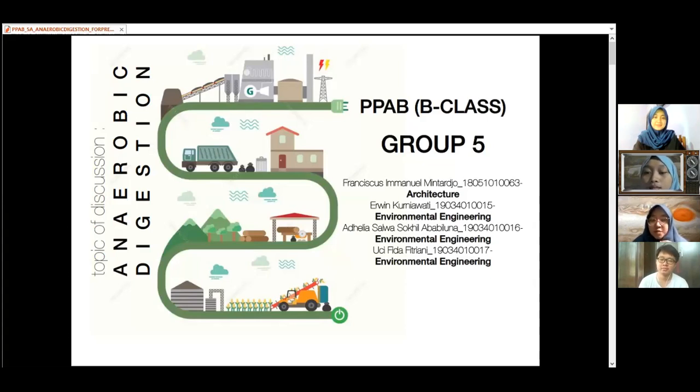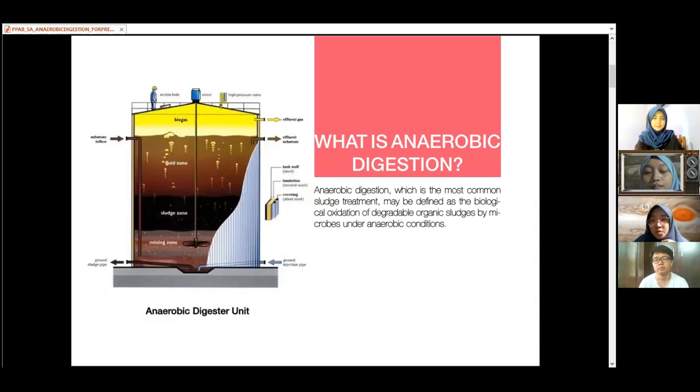Okay, we'd like to present our assignment: biological treatment, anaerobic digestion. So what is anaerobic digestion? Anaerobic digestion is the most common sludge treatment, which may be defined as the biological oxidation of degradable organic sludge by microbes under anaerobic conditions.